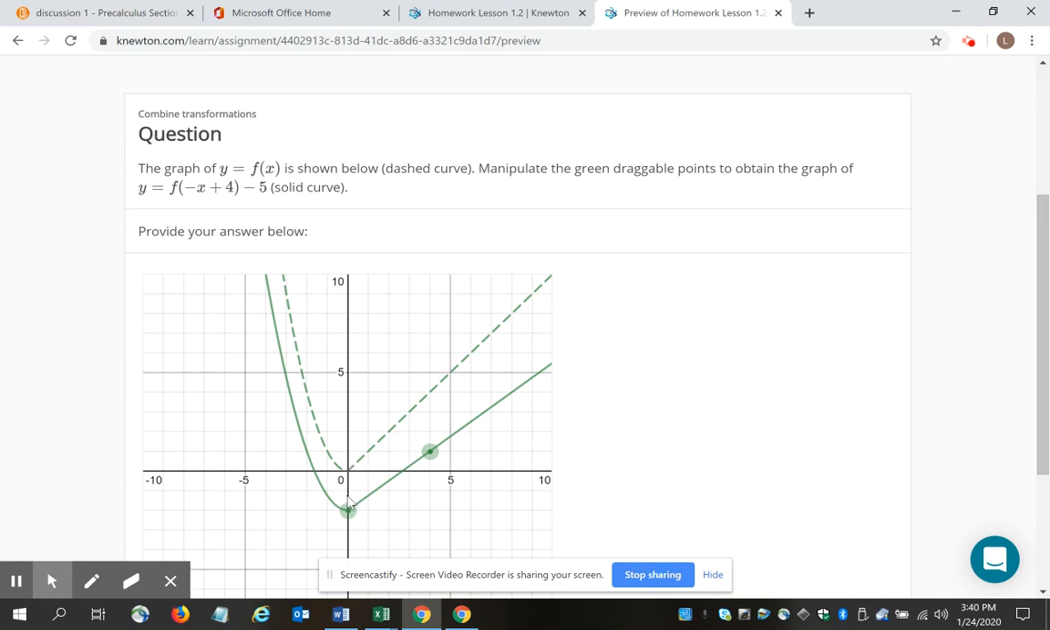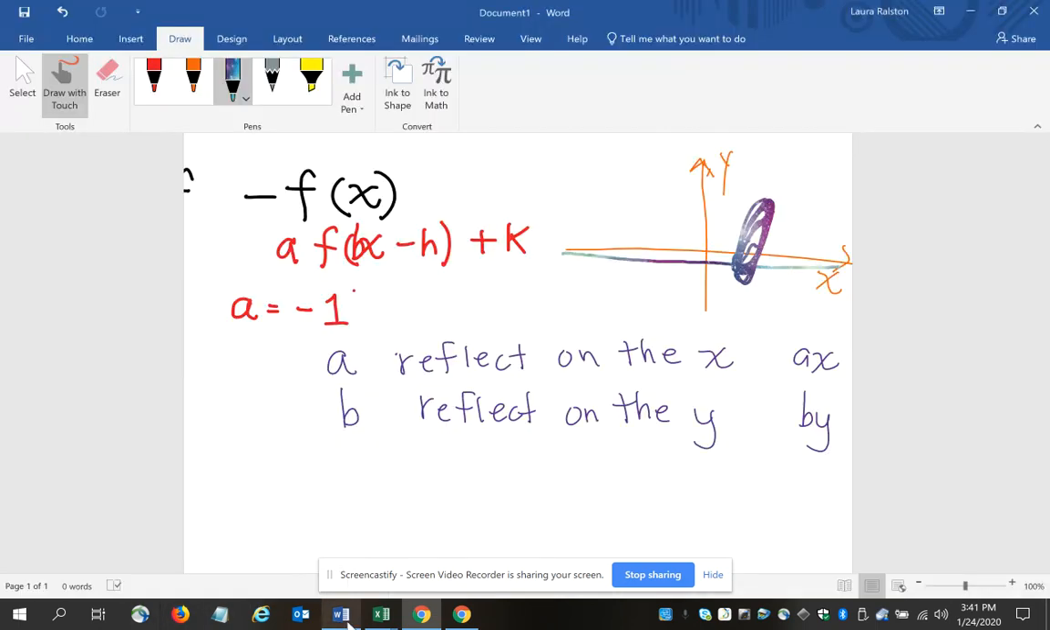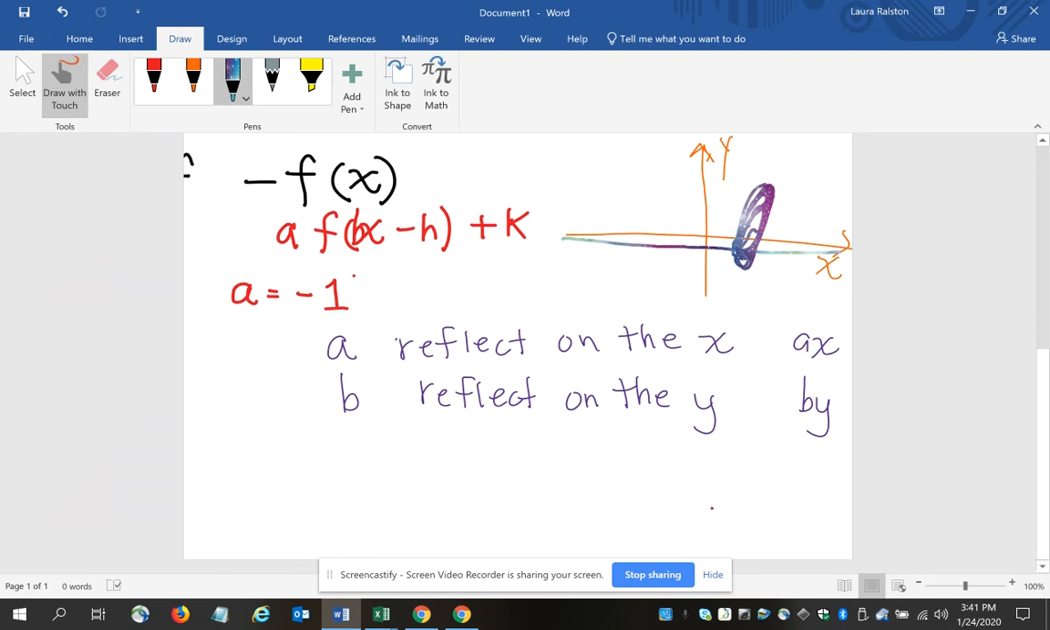Okay, so now we've got the green dashed line and the green draggable. Okay, so I'm going to get it set up like the original, hopefully. Okay, and then let's look at the equation that we have. Okay, so I'm going to look at the equation, which is f of -x plus 4 minus 5. So let's go back over here to my sheet where we can have some space to write.